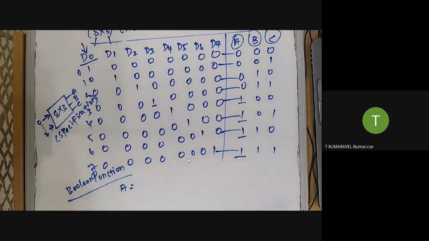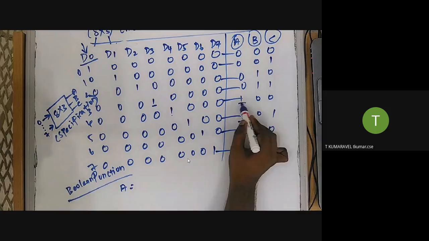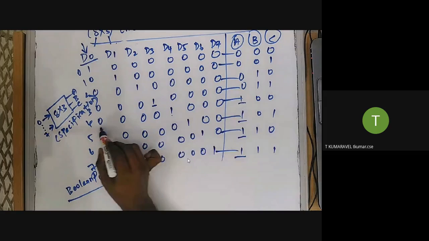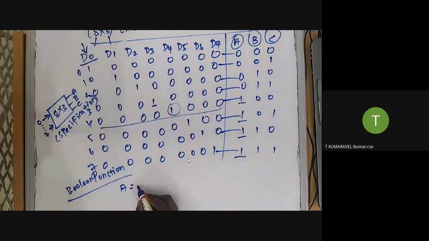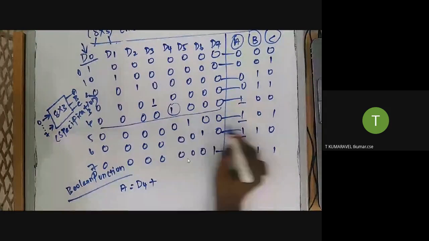But instead of that, I will tell the shortcut. For example, here the output value equals 1, so I'm going to take that input combination. This bit alone is 1. So how do you form the Boolean expression? You simply take the respective bit value, that is nothing but D4. Similarly, here, 1 is there.